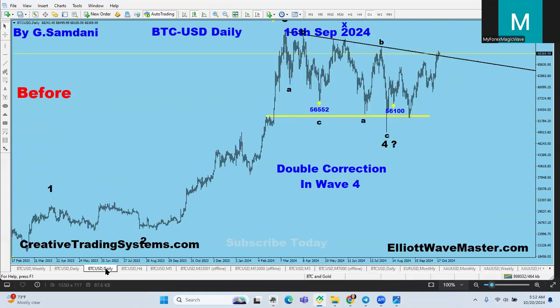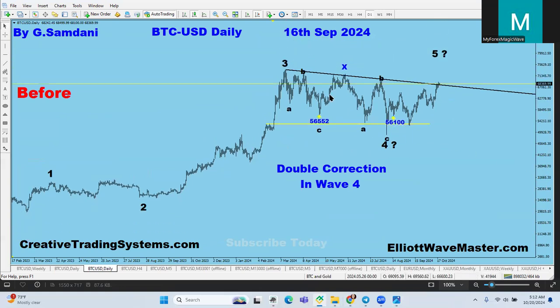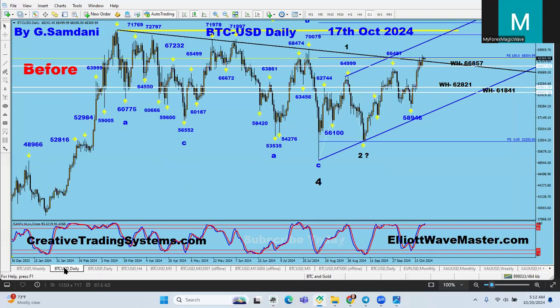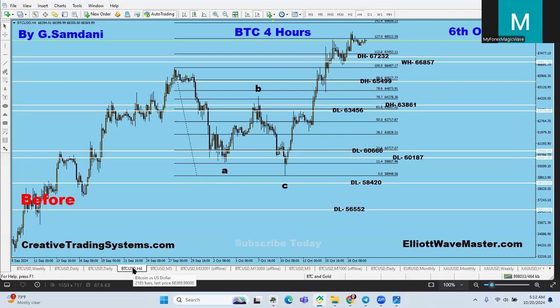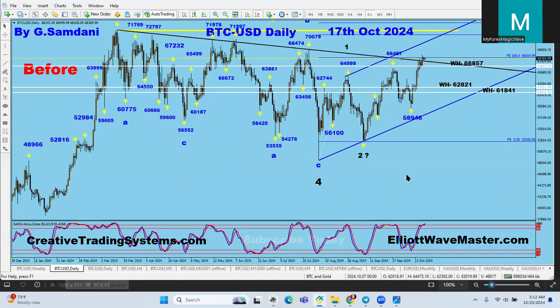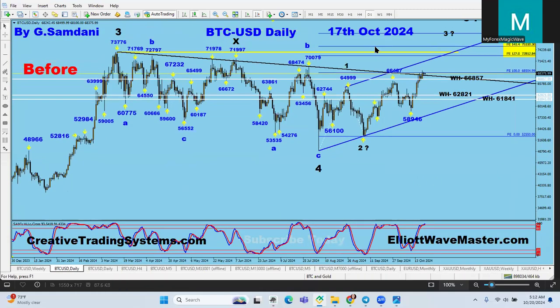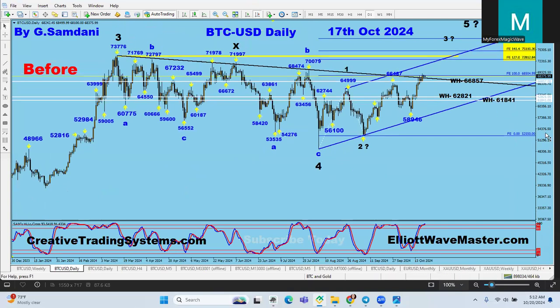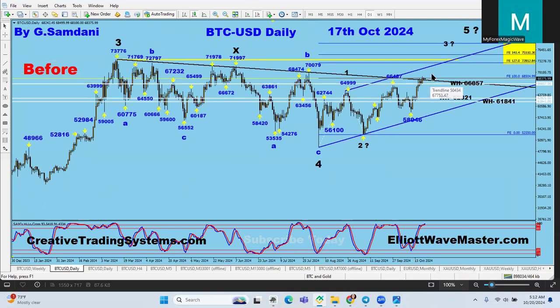This is gold. The Bitcoin chart that I had made was this one on the 16th September, but where's the latest one? This is 17th October, 6th October. Okay, so this is the one. You see, this is the one that I made on 17th October, that this is what is probably going to happen. And we might be able to break this and then go to the upside. So we did, a small move.